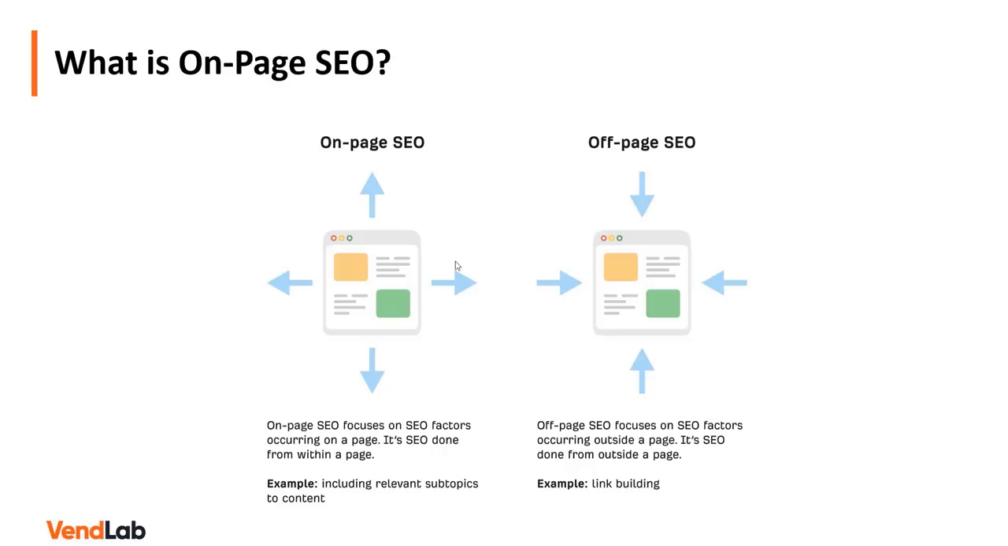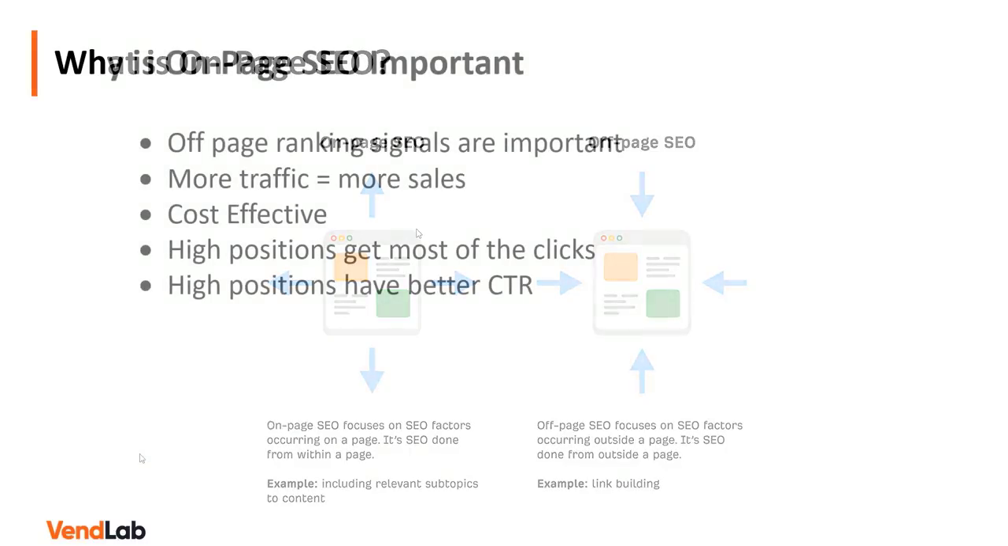URLs. So on this slide, we've got an example of the differences between on-page and off-page SEO. On-page SEO focuses on SEO factors occurring on the page, so the content. It's SEO done from within the page, whereas off-page SEO focuses on external ranking factors, for example, link building or mentions on other websites.